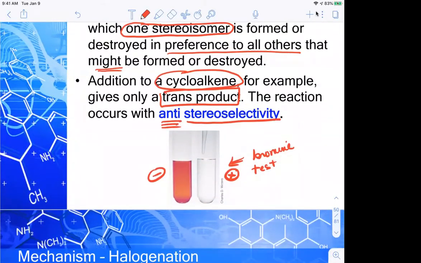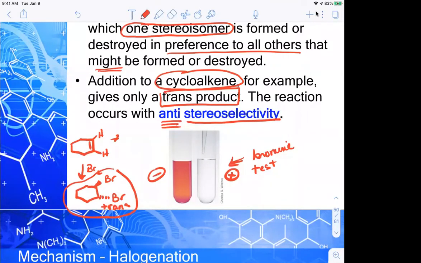So if I have an alkene, what I'm going to get with the reaction of bromine is the trans. So I'm going to get one bromine up and one bromine down. So this trans product is the one that forms. I do not get the cis where they're both up or down. So this does not form.